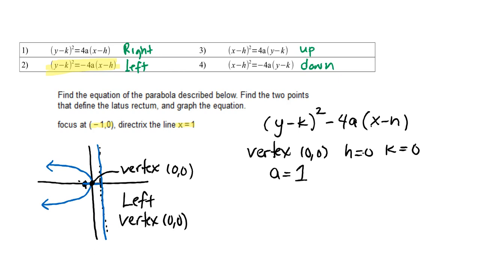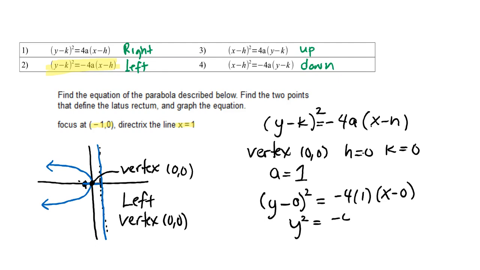So we're going to be able to substitute these values into the equation template to get (y minus 0) squared equals -4 times 1 times (x minus 0). I left off an equals up here. That gives me y squared equals -4x. So that's the equation of the parabola with a focus at (-1, 0) and a directrix at x equals 1.